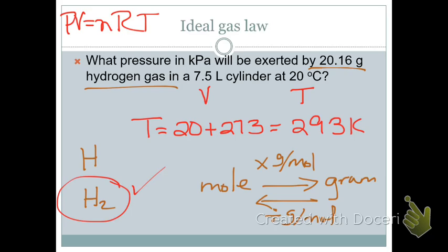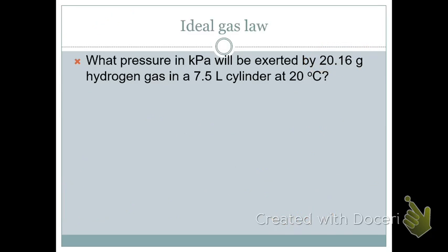So, look at your red, white, and blue periodic table. Find the molar mass of hydrogen, which is 1, and the molecule of hydrogen gas is H2. So this has a molar mass of 2 grams per mole. So I'm going to take my 2 grams per mole, and I'm going to divide that into the number of grams that I have.